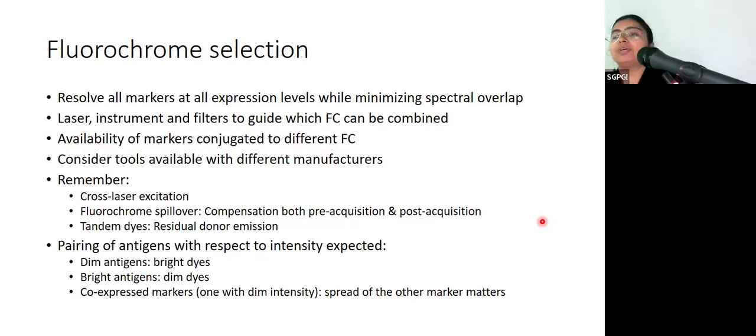For fluorochrome spillover, again, compensation Kunal has referred to. Compensation in the current era, we usually do by the beads or by the cells in the automated instrument-based compensation. It is very good, but it is not perfect. So we have to do some post-acquisition compensation as well. And for pairing of antigens with respect to the intensity expected, always remember: dim antigen, bright dye; bright antigen, dim dye. And for co-expressed markers, especially the ones which are co-expressed at a dim intensity, the spread of the other marker will matter.